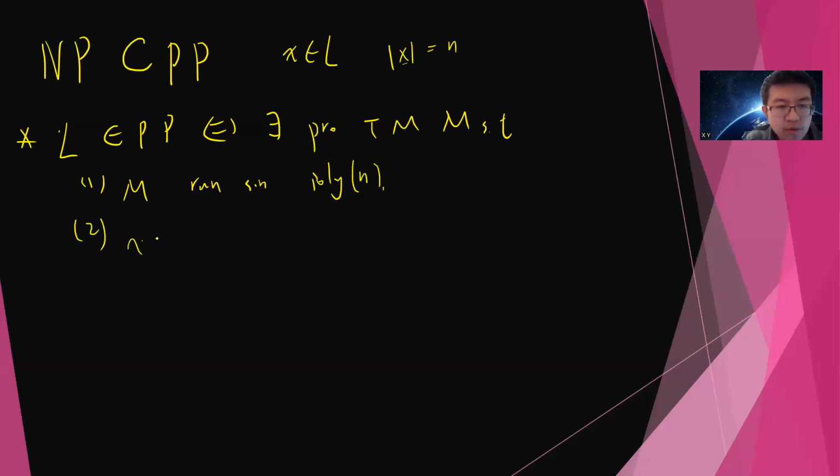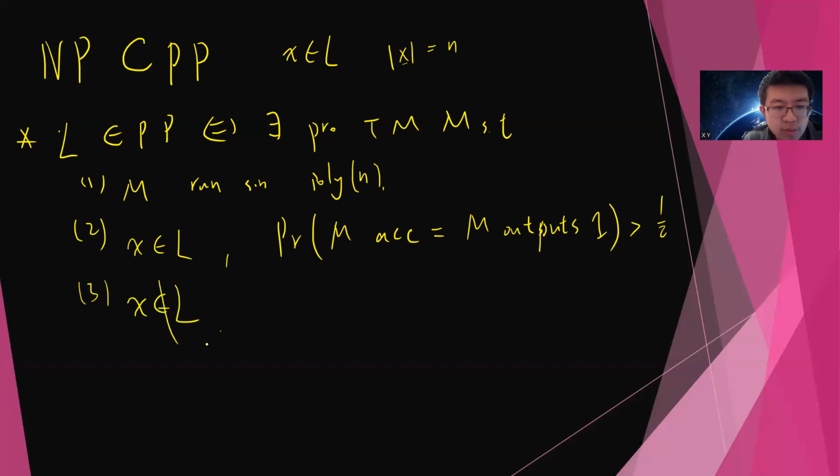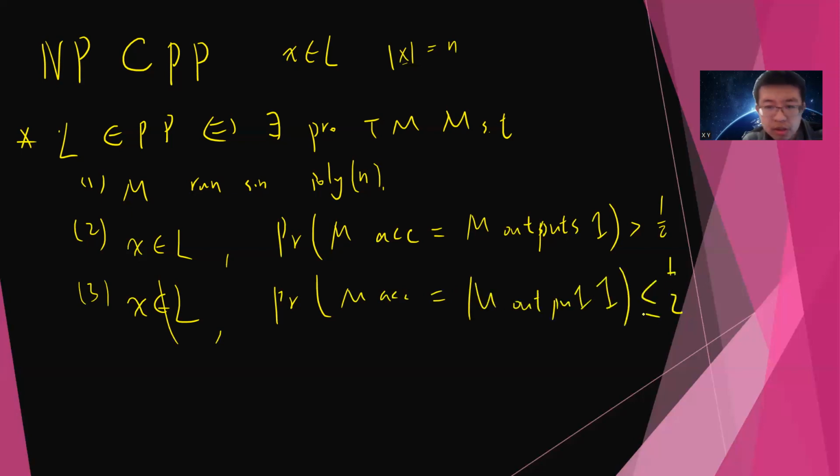The second one is that if x belongs to L, then the probability that M accepts, the same as M outputs 1, is strictly greater than half. The third one is that if x does not belong to L, then the probability that M accepts, or outputs 1, is less than or equal to half. You can define this to be strictly less, but sometimes the equal sign should be fine.